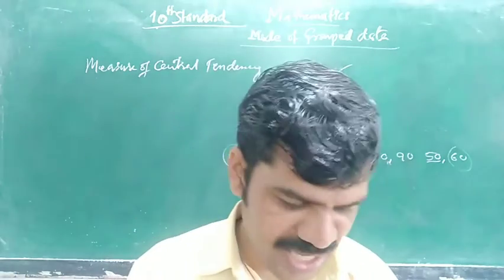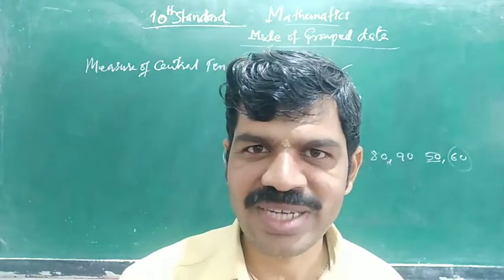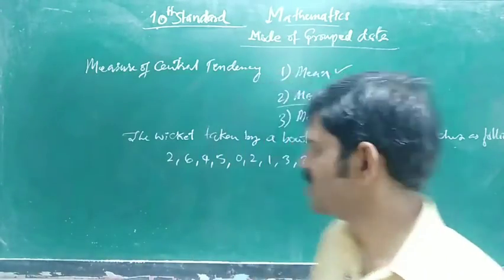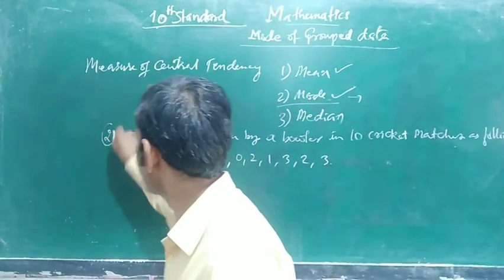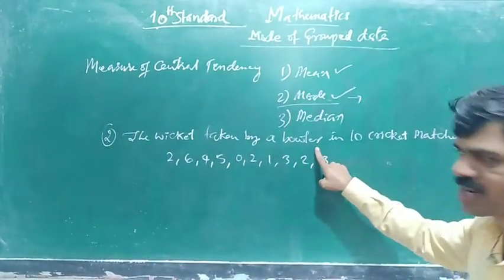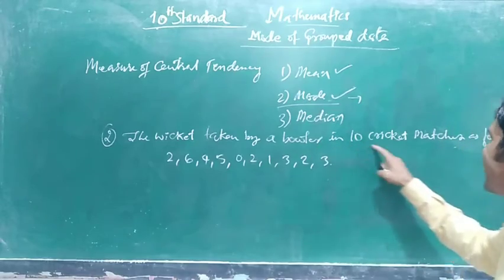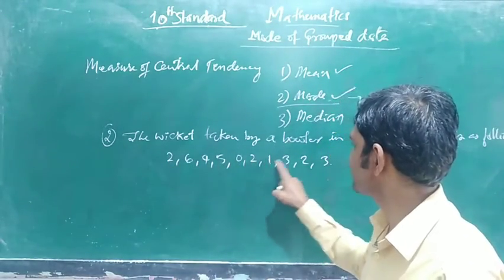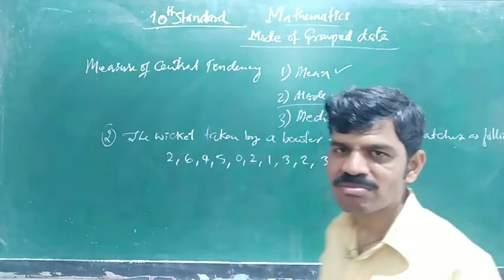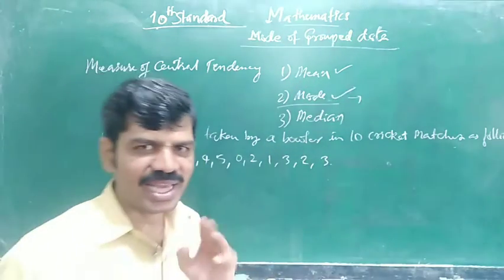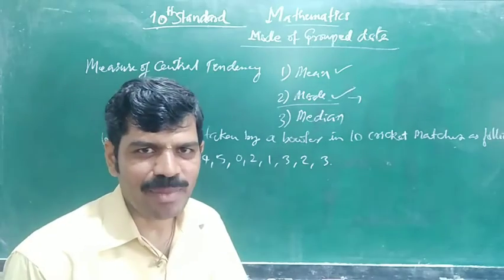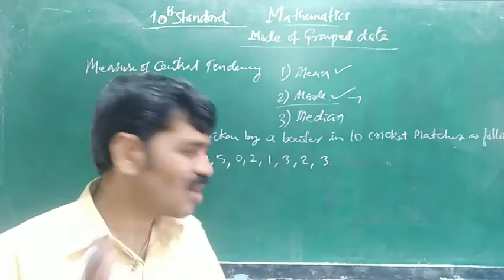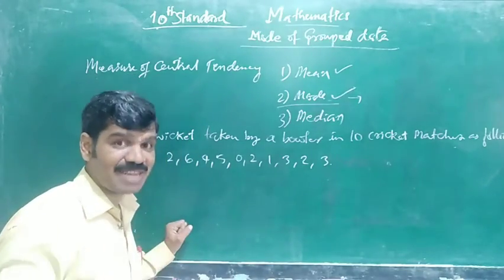Dear students, we will take one more example to understand. Yes, you can see the second example. The wickets taken by a bowler in 10 cricket matches are as follows. He has played in 10 cricket matches. Out of 10 cricket matches, in how many matches has he taken the maximum number of wickets?